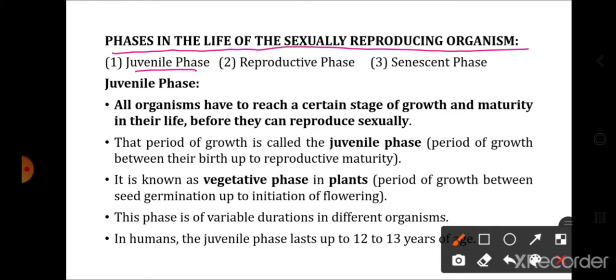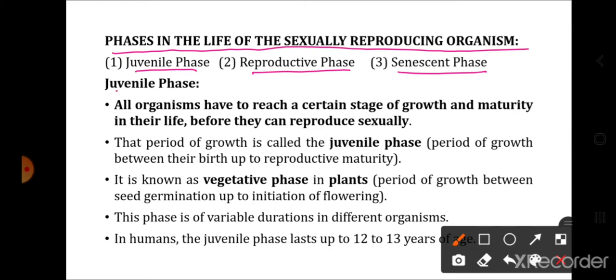The first phase is called the juvenile phase. The second phase is called the reproductive phase, and the third phase is called the senescent phase. So, how many phases are there in the life of a sexually reproducing organism? Three: juvenile, reproductive and senescent phase.